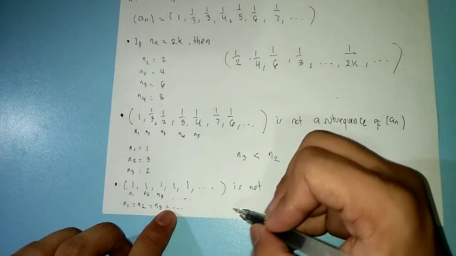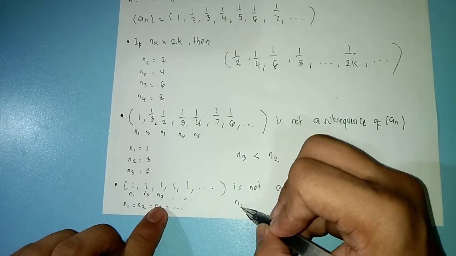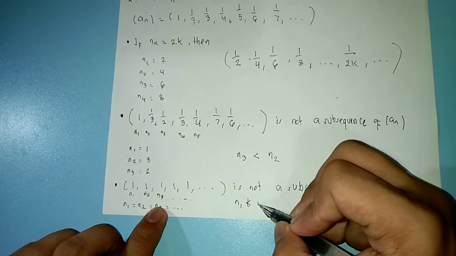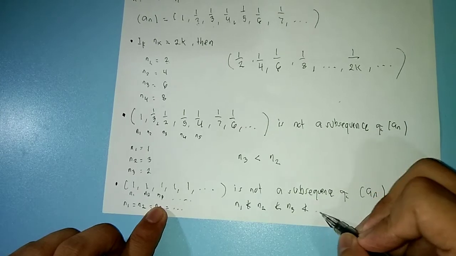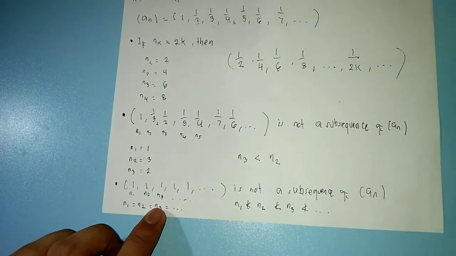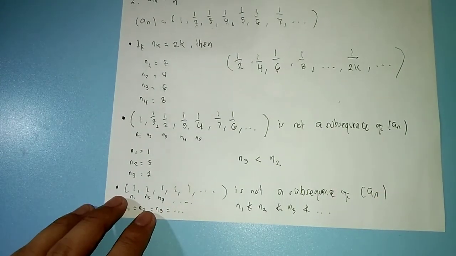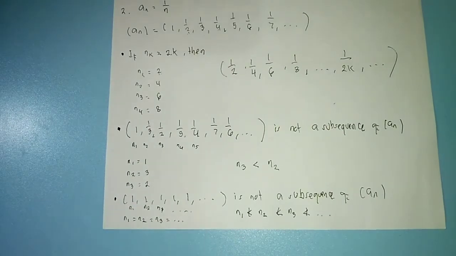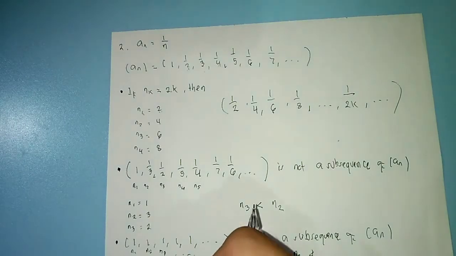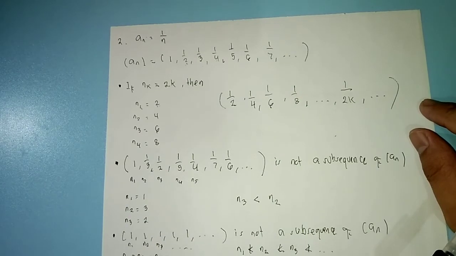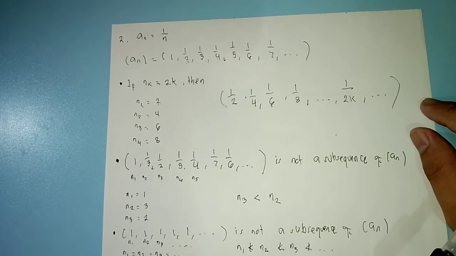Okay? Since n sub 1 is not less than n sub 2, not less than n sub 3, not less than, and so on. Okay? So, ganun lang din kasimple. So, ang unang bawal magkapalit ng terms. Kung sino yung nauna, dapat sa subsequence, siya din yung nauna. Kung sino yung nahuli, sa subsequence, siya din dapat yung nahuli na term.